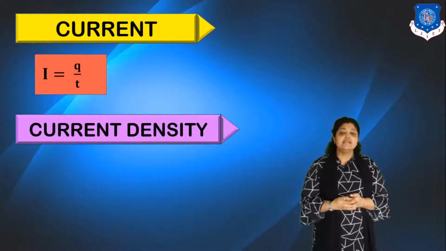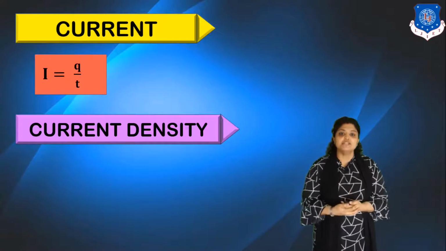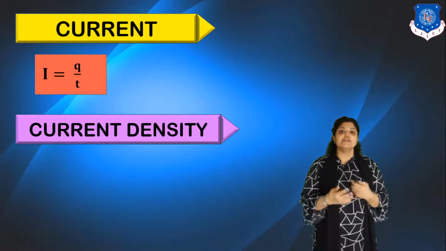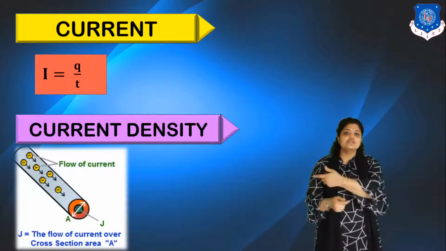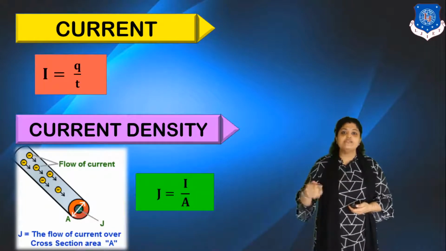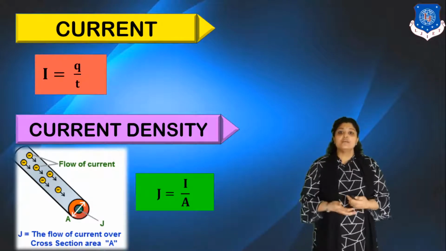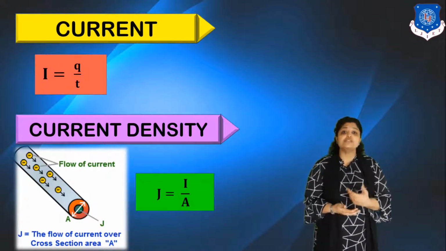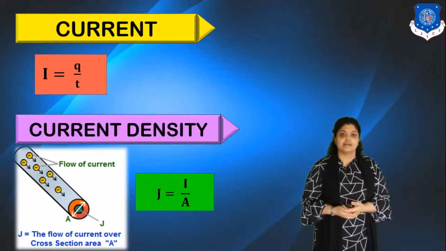Next comes current density. What is current density? It is denoted by capital letter J. Current density is defined as current per unit area. So suppose you have a conductor, there is a flow of electrons as shown here, that is the flow of electric current with respect to area. Current density is a vector quantity, that means it has a direction also. What is the direction of current density? It is always perpendicular to the flow of electric current.